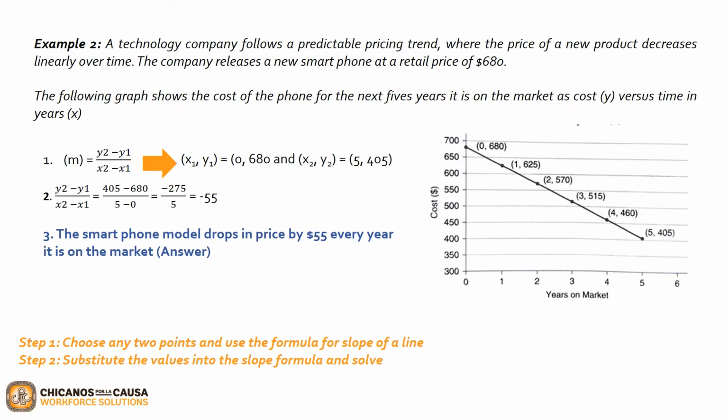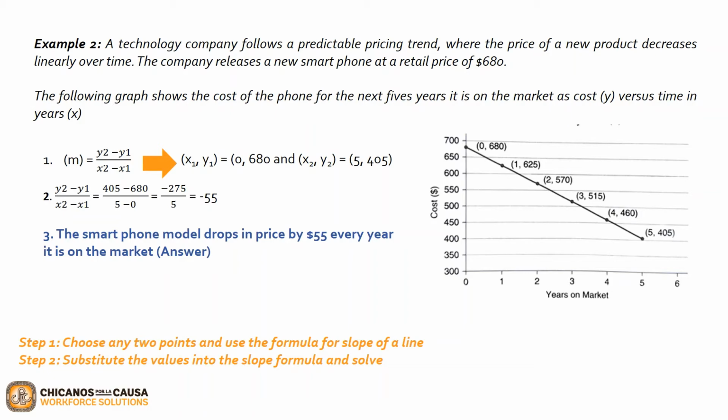So if we pick 2 different points, which in this case, we're going to pick 0 and 680, which is that very top point, and also 5 and 405, which is that very bottom point, and plug those in, it gives us the second line, which is 405 minus 680 over 5 minus 0. To further reduce that, we have negative 275 over 5. Now we know that we can divide 5 into 275, which gives us a final answer of negative 55.